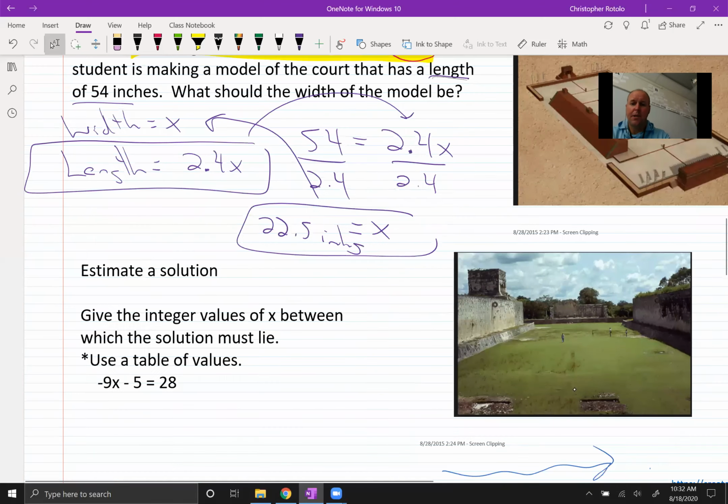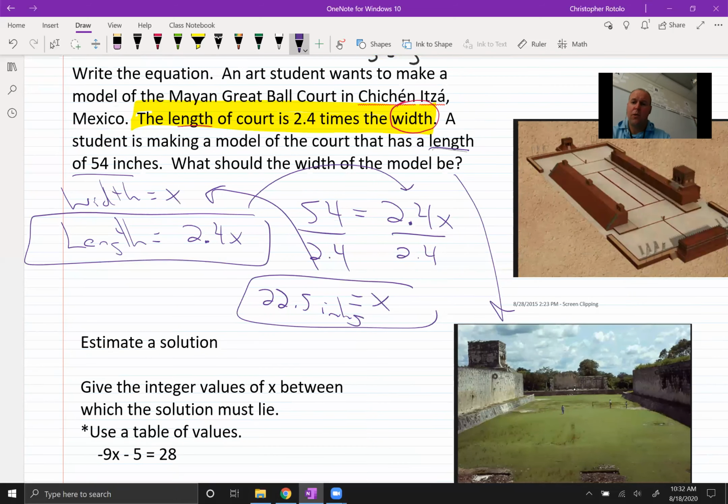So here is another picture of the great ball court. It kind of looked, I don't know how it's played, I'll be honest.